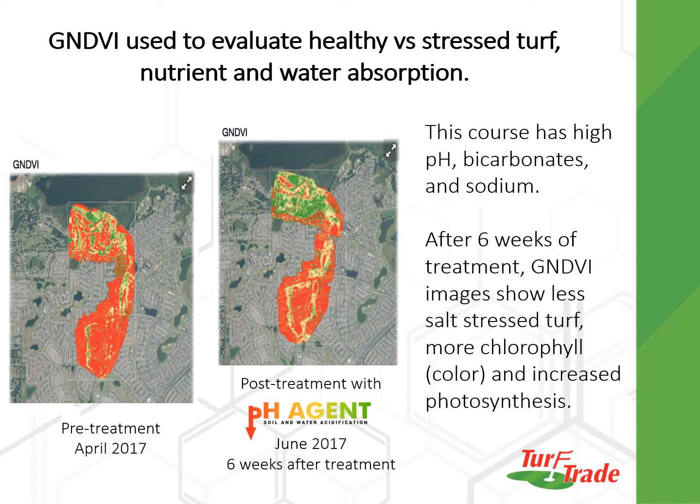And this happens to be a golf course that has high pH, bicarbonates and sodium problems. So we did a GNDVI test so that you could see prior to the treatment in April. You can take a look and you can see there's not a whole lot of green there, a lot more red. But after 6 weeks of pH agent treatment, the image on the right shows a lot less stressed turf, more chlorophyll, better color, and increased photosynthesis because of the pH agent treatments.